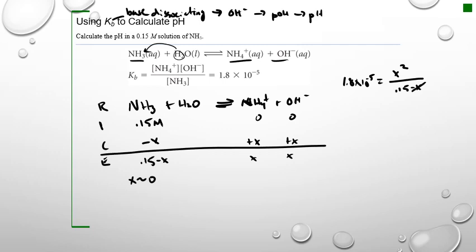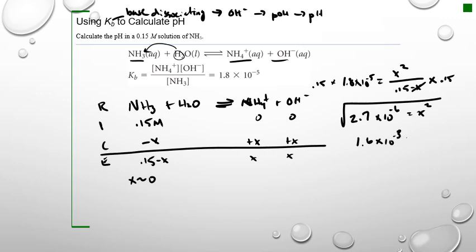So I could now take 1.8 times 10 to the minus fifth, multiply it by 0.15 on each side, and that would give us 2.7 times 10 to the minus sixth equals X squared. So now take the square root of 2.7 E negative 6, and we should get somewhere roughly around 1.6 times 10 to the minus third molar as my X value. But again, that is for OH minus.